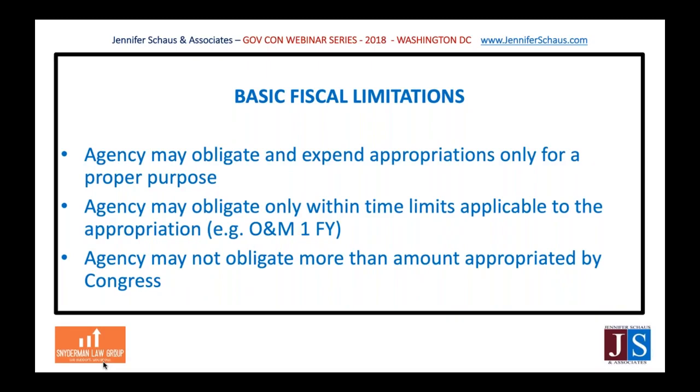We'll have a slide later on what the color of money is across the different types of money that's available, just for your reference. And an agency can't obligate more than the amount appropriated by Congress. So if Congress says in an appropriation, you have $5 million to spend on this particular project, the agency can't then say, oh, we had extra money, we're going to put it to this project. They have to get appropriations properly and use those monies as appropriated.